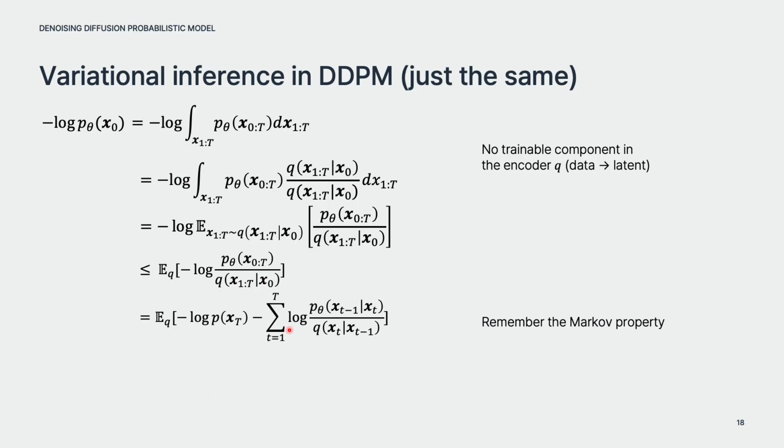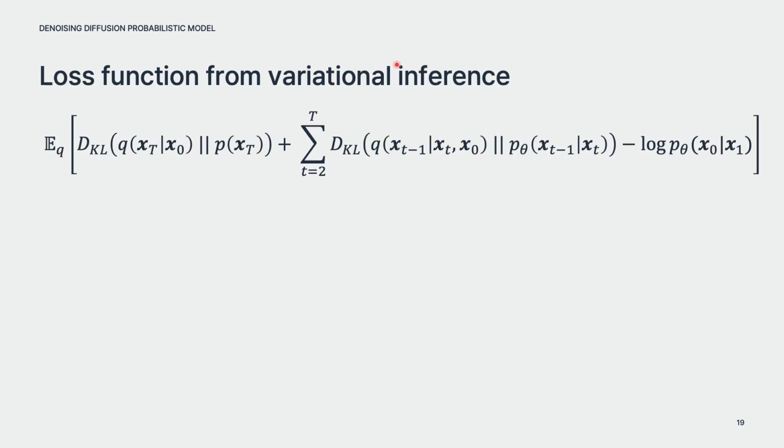And in this last line, P and Q are decomposed via the Markov property. So this last line becomes the objective of DDPM using variational inference. Skipping to the conclusion, the loss you see here is the result from variational inference, which we will use as the loss function to optimize theta. We will get to later how this loss is derived from the previous variational inference loss.